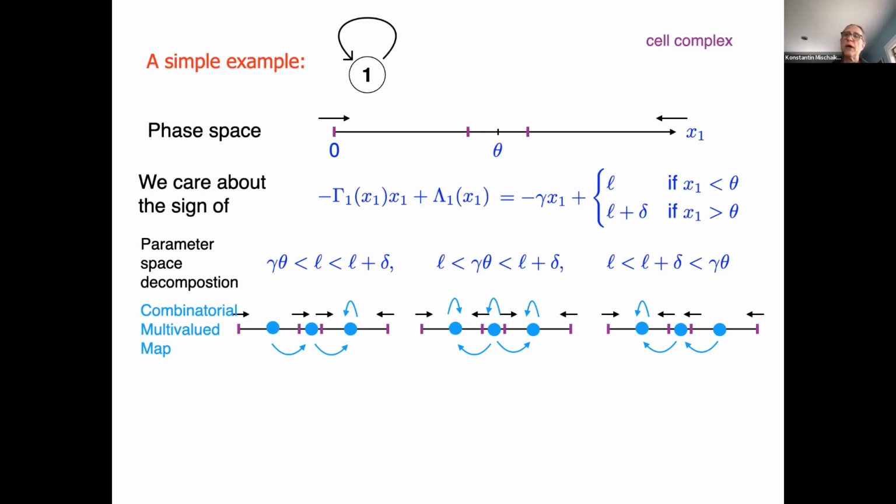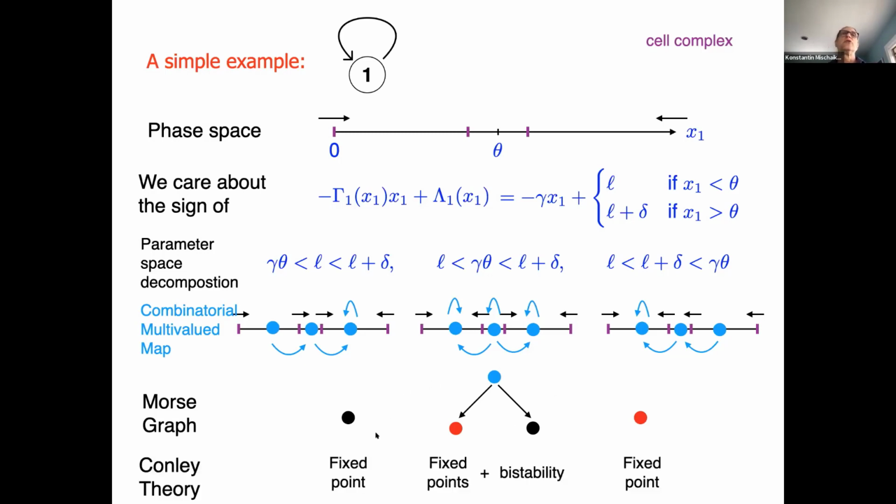I can run my Postset algorithm on it. I can get the Morse graph representation, and I could, in this case, do the Conley theory and conclude there had to be a fixed point here. There had to be 2 fixed points. So we have the fixed points and the bistability. So 3 fixed points and a fixed point here.